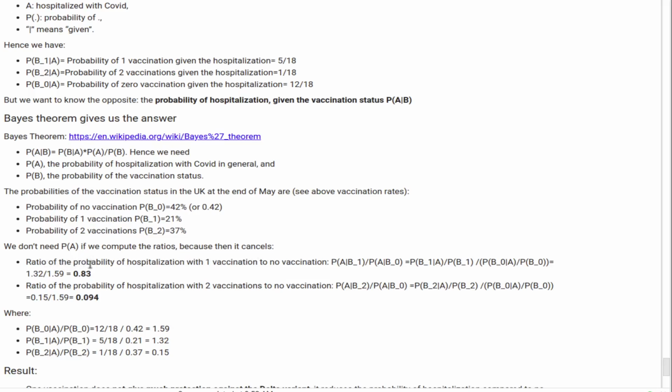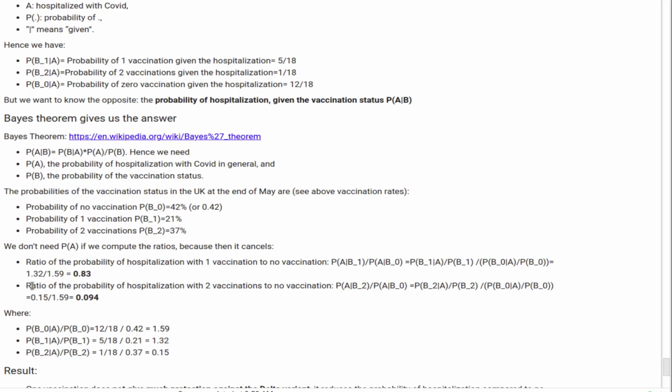So here's the ratio of the probability of hospitalization with 1 vaccination compared to no vaccination. So here we have P of A given B1, divided by P of A given B0. Right. So then we plug in Bayes, and this is what we get. Observe that I already canceled the P of A. So all we need here is what we just derived, and when we plug it in, we get 0.83. So the probability of hospitalization with one vaccination is slightly lower than with no vaccination, but not a big deal. Right, so if it would be the same, it would be 1.0. Here it's reduced to 0.83. So percentage-wise, it would be 17%. Right, so 100 minus 83.